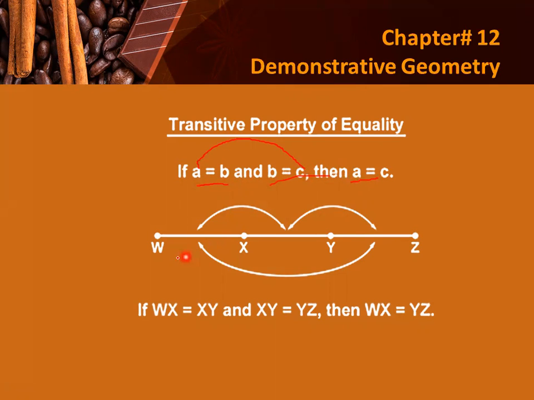Understand? As you can see here, this is a line segment which is divided into three segments. Segment number 1 is WX, segment number 2 is XY, and segment number 3 is YZ. Here, WX is equal to XY, and also XY is equal to YZ. So you will say that WX is also equal to YZ. This is the transitive property of equality.